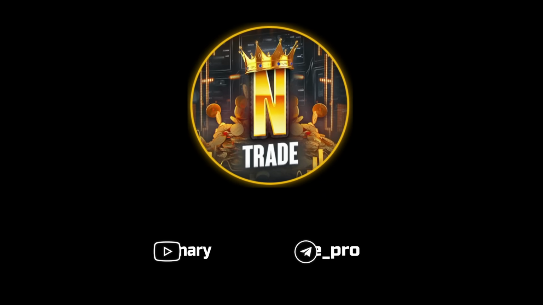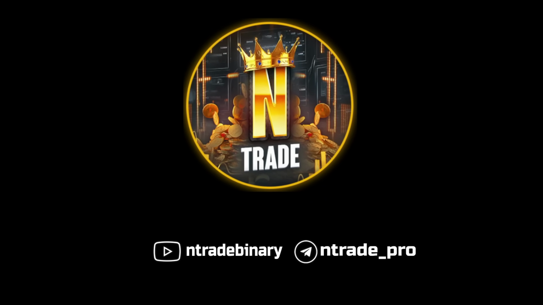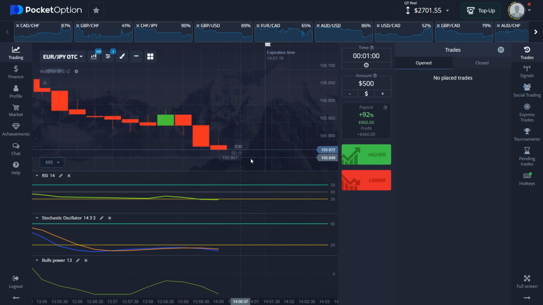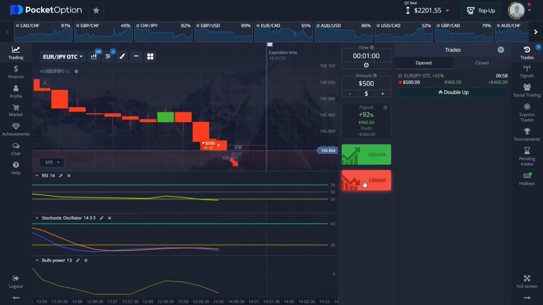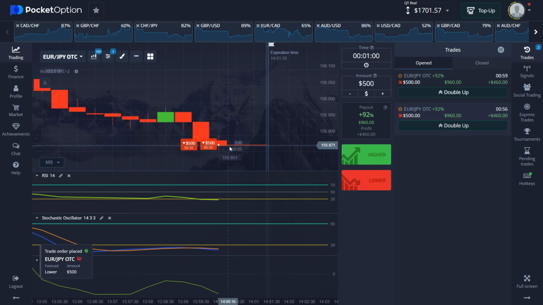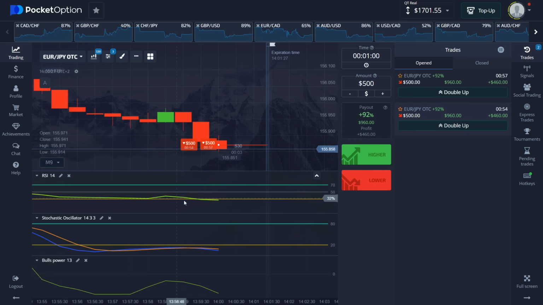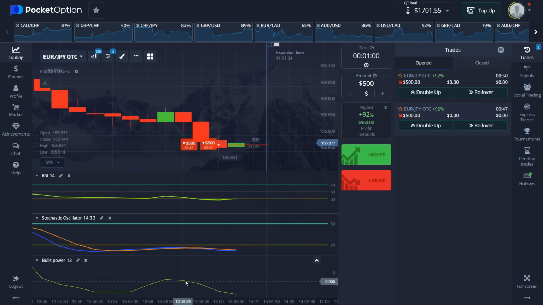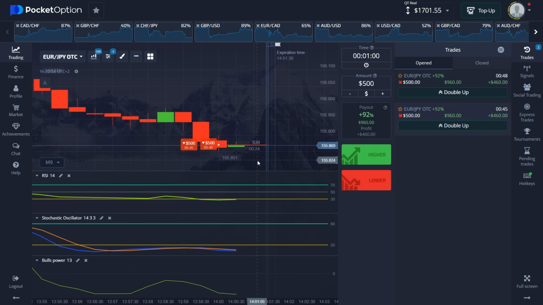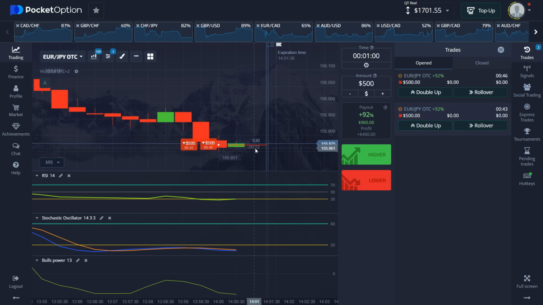And here is another great entry for us. We're gonna place a sell position trade on OTC market twice in a row. You can see RSI heading down already in oversold condition. Stochastic oscillator as well in oversold condition, and bull's power is non-existent. So we're entering a sell position easily.